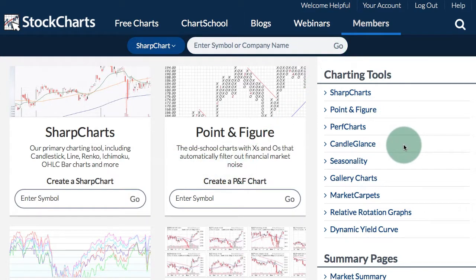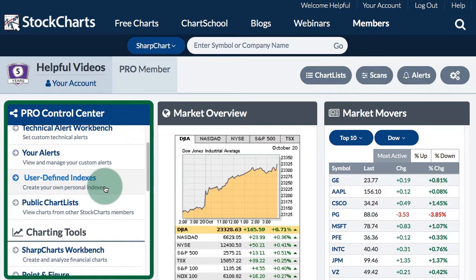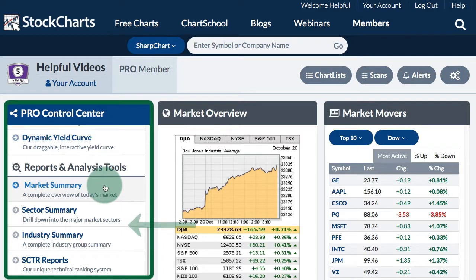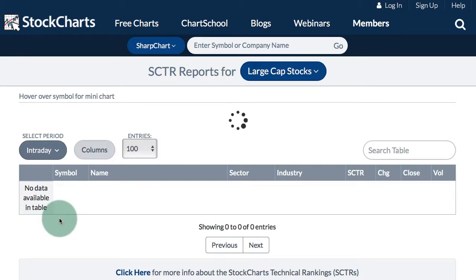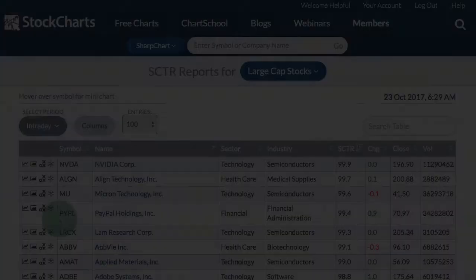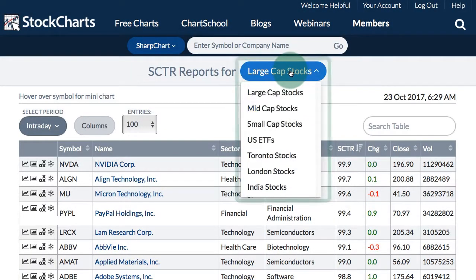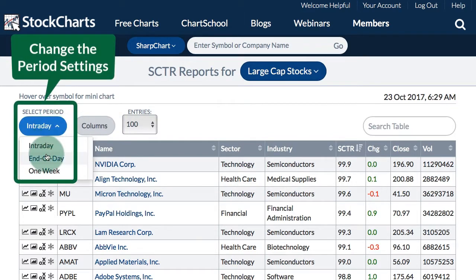Here I am on the members page. You have your control center on the left, and if you scroll down on that control center, then you will see reports and analysis tools, and there's a link for the Scooter reports. Once you're on this page, you can navigate to mid caps, small caps, ETFs, Toronto, London, or Indian stocks. You can also change the period from intraday to end of day to 1 week.